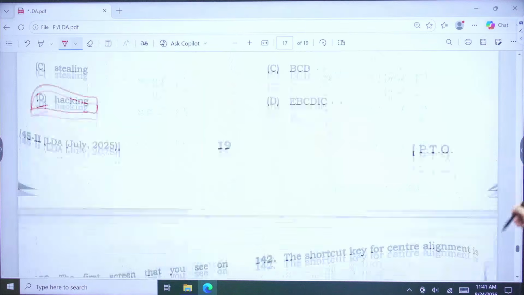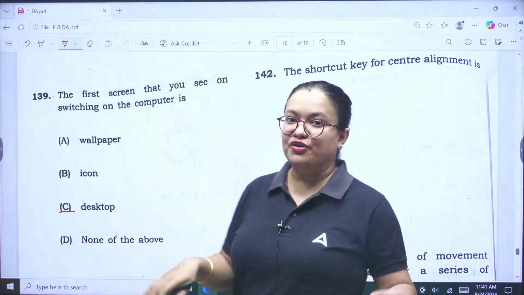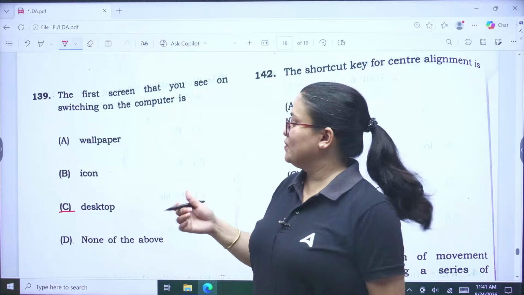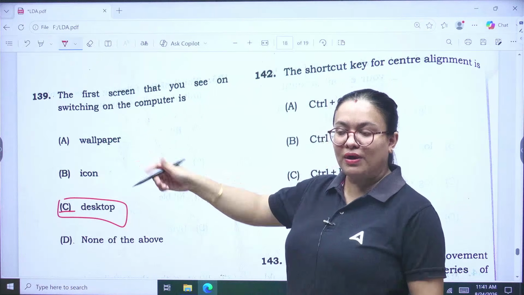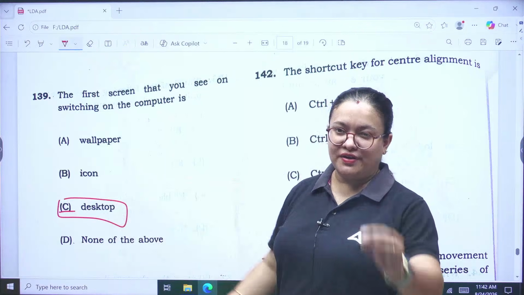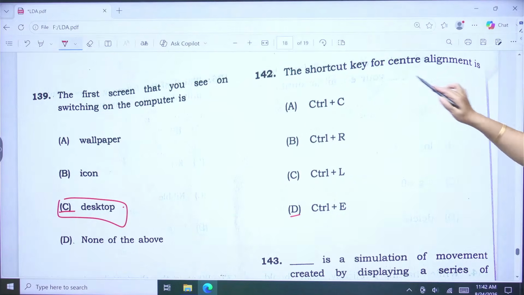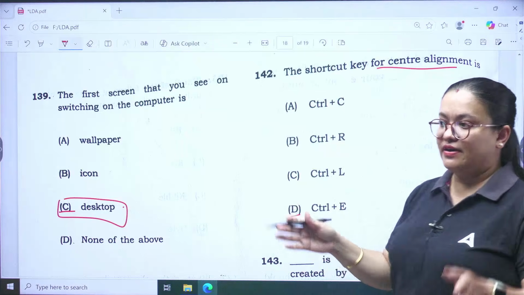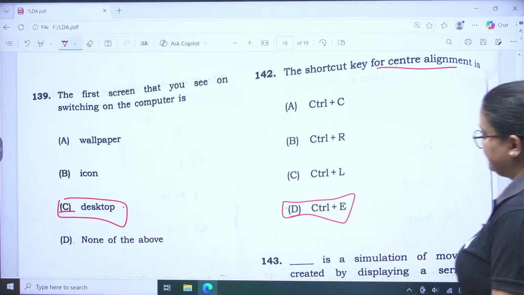Next question. The first screen that you see on switching on the computer is... Now you have switched on your computer, you have seen me, I am teaching you all. So that is known as what? That is known as desktop. Many of you have answered wallpaper. It is not the wallpaper. You have seen a screen, right? That screen is a desktop. Icons are the small things that are there in the computer. It is the desktop. Next, the shortcut key for center alignment. This I have said multiple times. Whenever you want to center align any text, it is done by Control plus E.